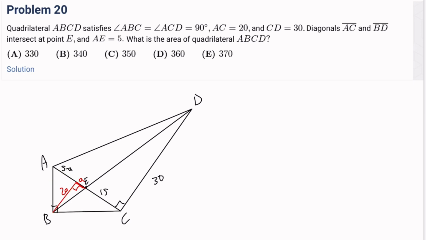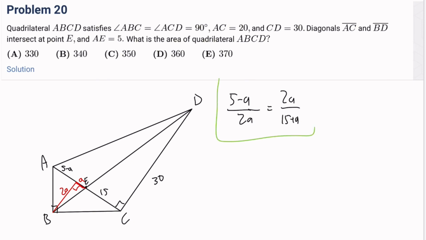Because they came from the same right triangle, we can say that the ratio of this to this is equal to the ratio of this to this, right? Because they are similar and they have the same ratios. So (5 minus A) over 2A, that's for this one, is equal to 2A over (15 plus A), because this is 2A and this is 15 plus A.